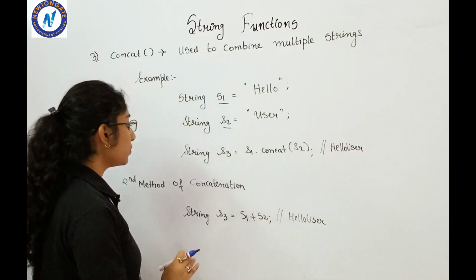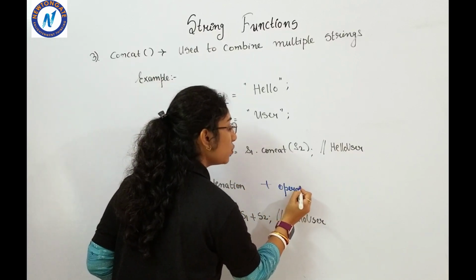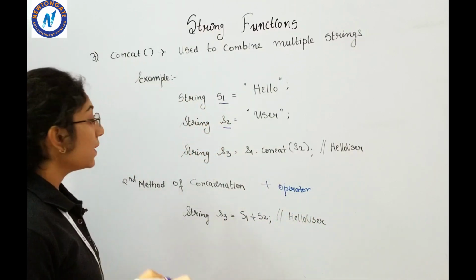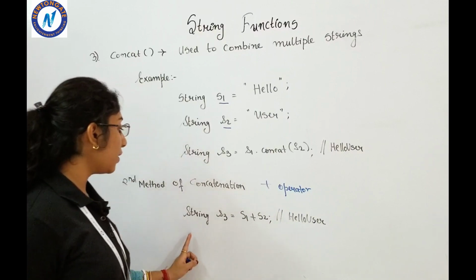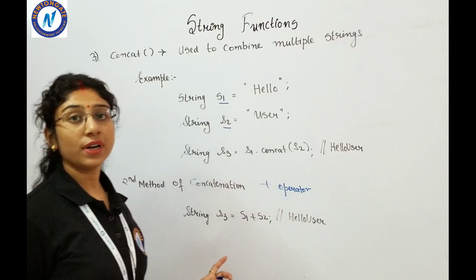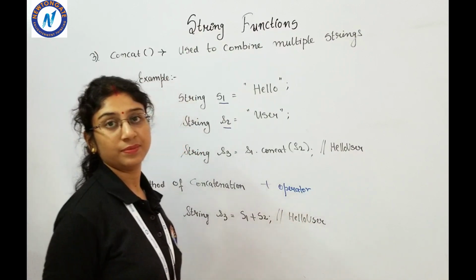Okay? In the following way, you can concat two strings together. The second method is using the plus operator. So we know the plus operator is used for two purposes. One for performing arithmetic operations, second for concatenation. So here we can write string s3 equals to s1 plus s2. Again, as I have not given a space between them, hello user will come together.